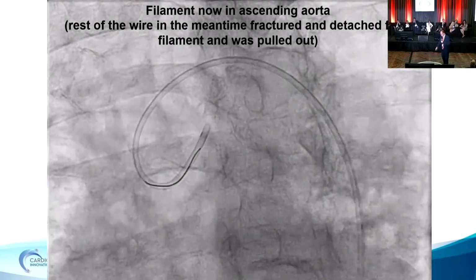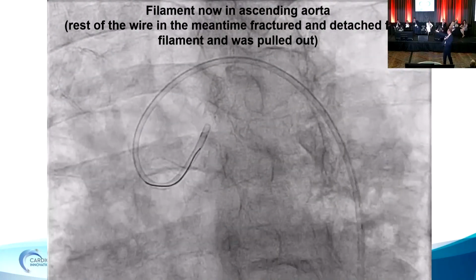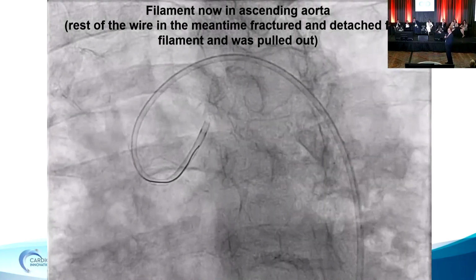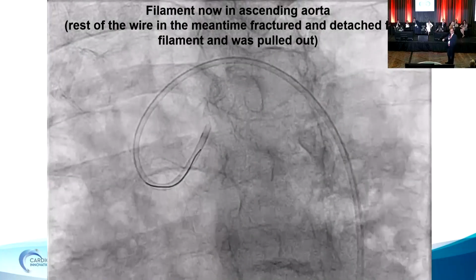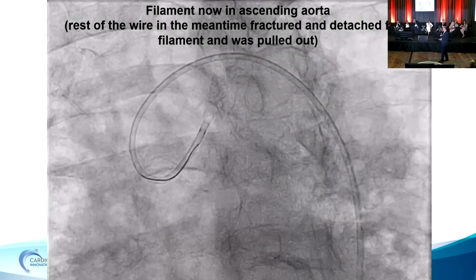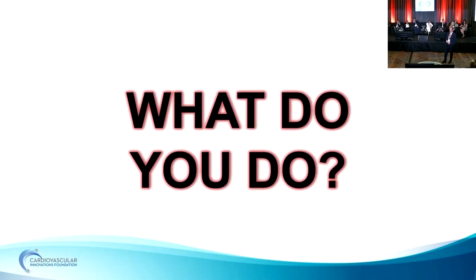But if you can see here on the bottom part of the screen, the dot is still in the coronary, so it means that either it fractured in 2 points, or more likely, that the stuff that we see floating in the aorta is connected to the coronary. So now it gets more complex and more fun. So what do we do now?